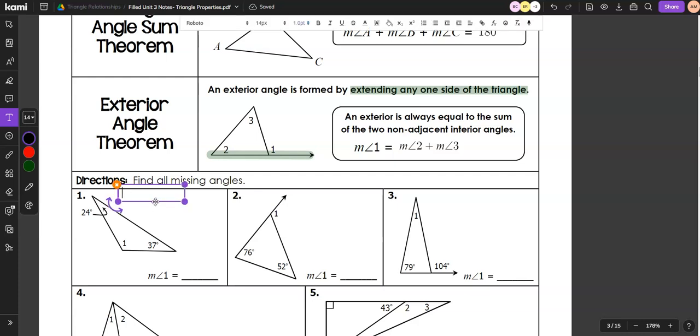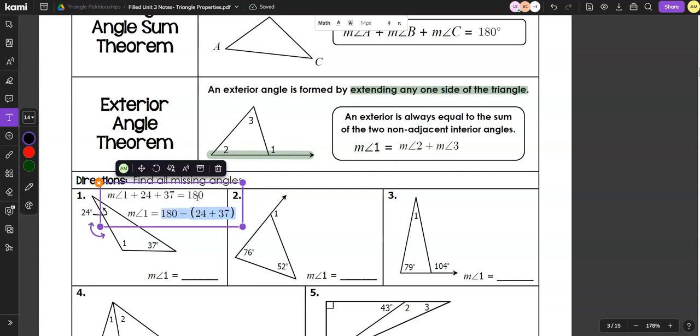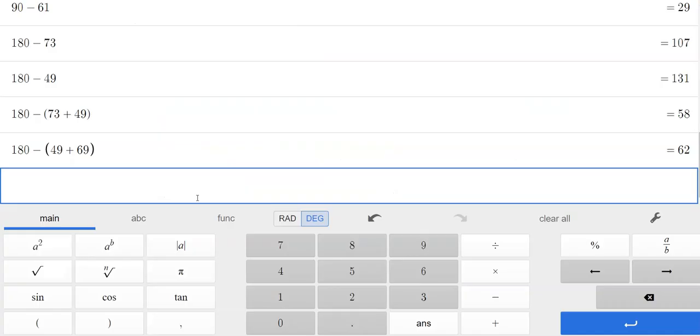So in order to do that, we need to remember that the measure of angle 1, added to the 24-degree angle and the 37-degree angle, is going to equal 180 degrees. So that tells me the measure of angle 1 is equal to 180 minus the sum of the other two angles. And if I'm using Desmos, I can highlight, copy, and paste the expression that I want to evaluate. And we get 119 degrees.